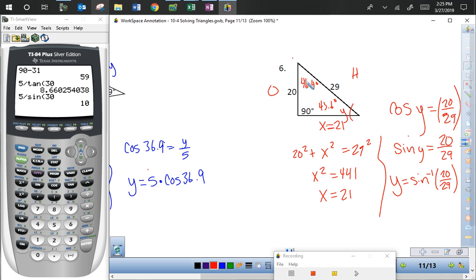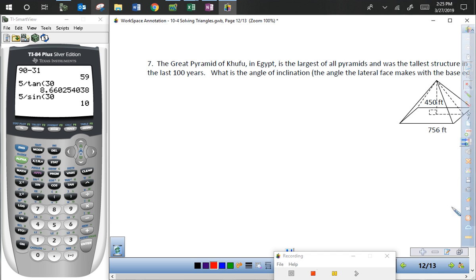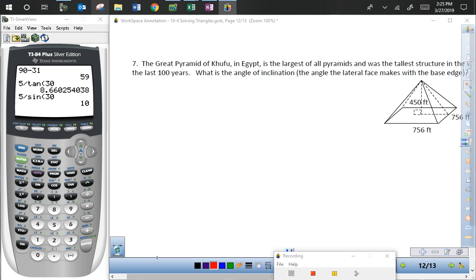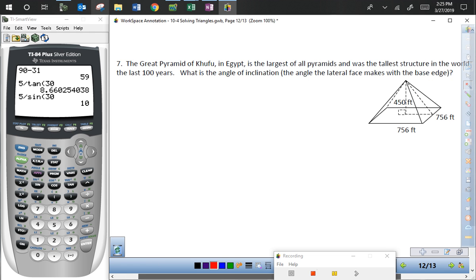We're going to finish up by talking about a couple word problems here. The first one is talking about the Great Pyramid of Khufu in Egypt. It's the largest of all pyramids and was the tallest structure in the world up until the last 100 years. We want to know the angle of inclination.